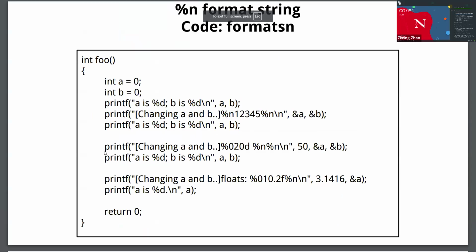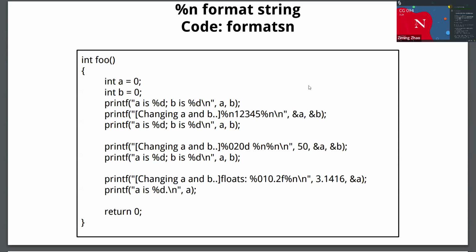After that, we change A and B's value again. Let's say in this case, changing A and B, and we know this is 20 bytes. Then we have %020d, okay? So which means we're looking for an integer, and that integer is number 50. But how many bytes are we printing out here? We're printing out 20 bytes or 20 characters, and the first 18 will be 0, right? That's a padding of 0. Then we're showing 50.